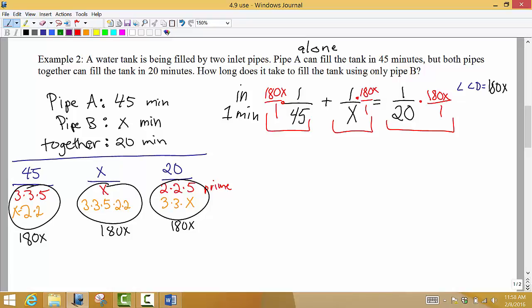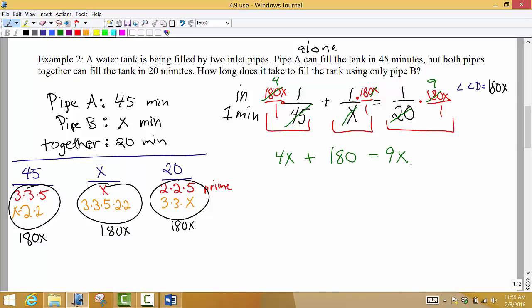Okay, and then we're going to start to reduce. 45 goes into 180 4 times. X and X for the middle will cancel. I brought down my plus sign there. So I'm left with 180 equals. Brought down my equal sign, and then 20 goes into 180 9 times. So that leaves me with 9x. Now we're left with a very simple equation to solve.